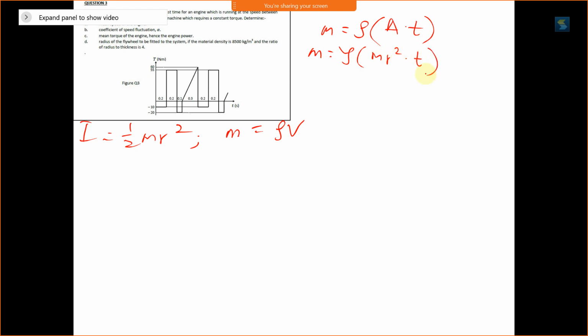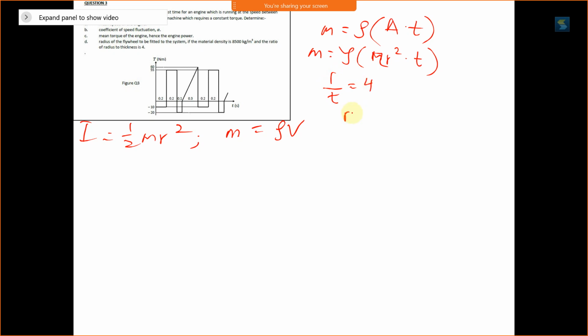Sorry, m r squared. Pi r squared. Pi r squared T. Alright, so it has told us that the ratio of radius to thickness is 4. Radius to thickness, what does it mean here? Radius to thickness is 4, so R/T equals 4.